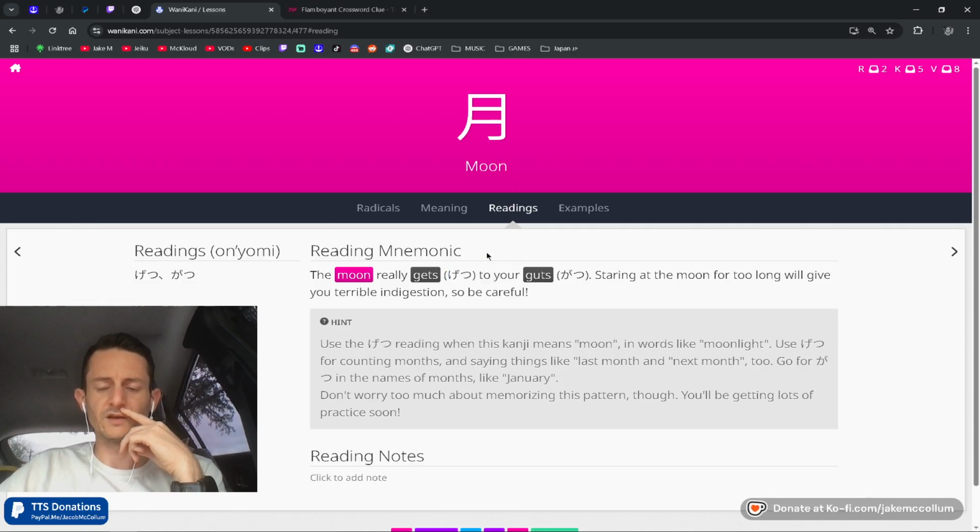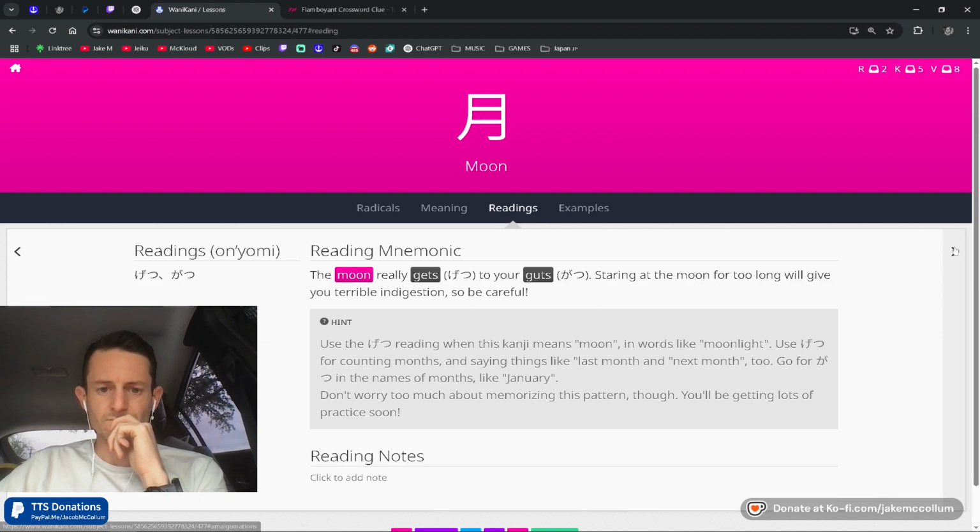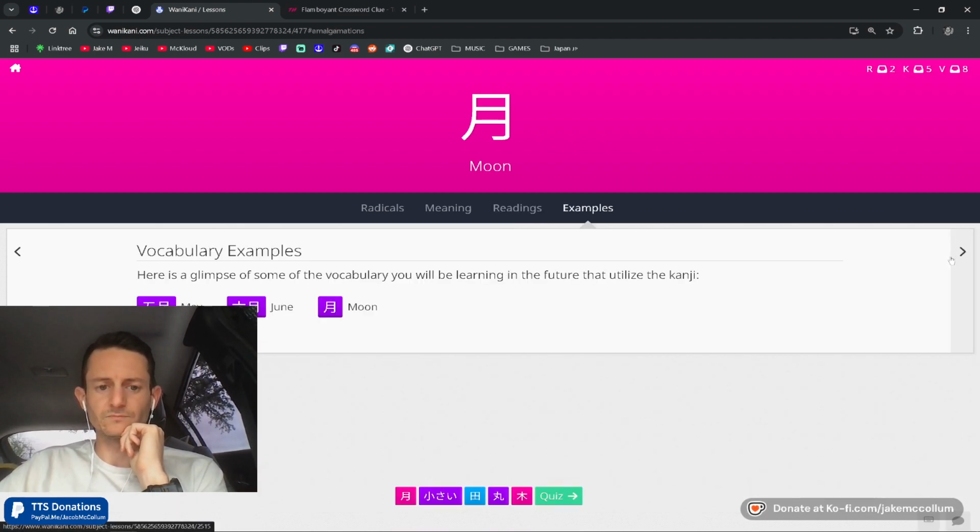The moon really... getsu. Did I say gatsu? I meant getsu. The moon really gets you. As if it's your best friend. It gets you. To your guts? What? Staring at the moon for too long will give you terrible indigestion. So be careful. Okay, getsu.